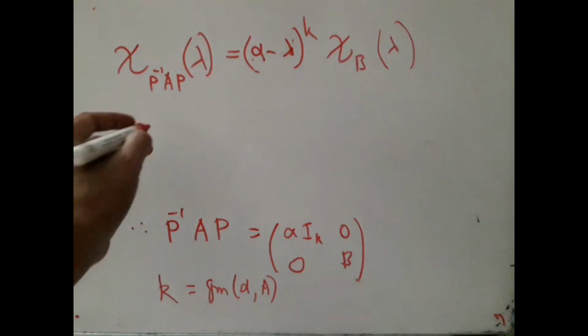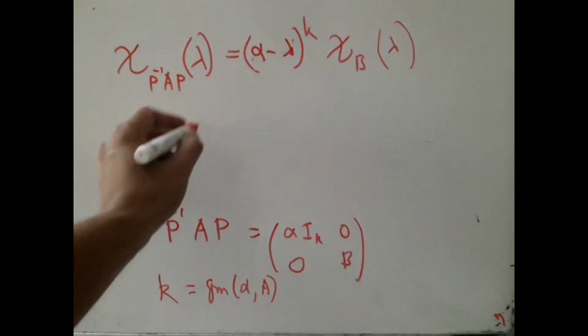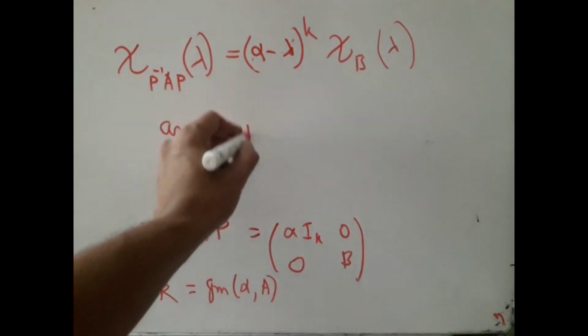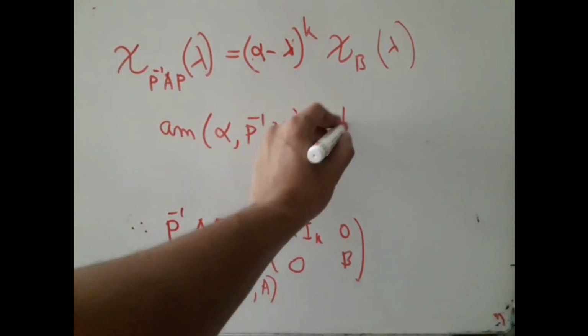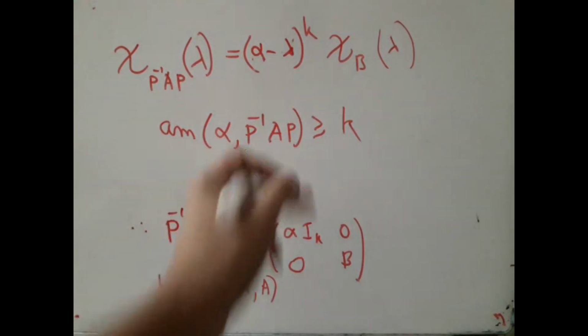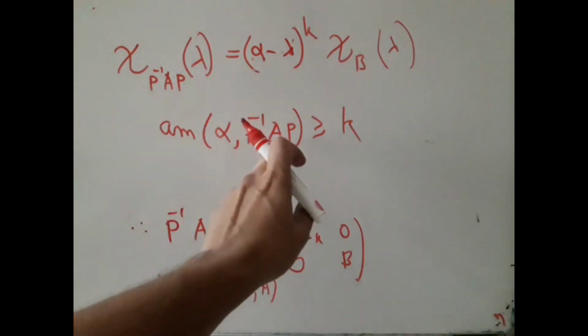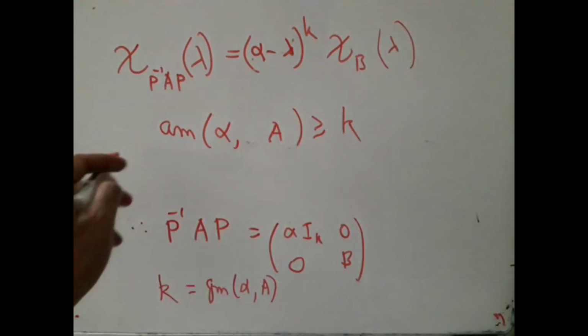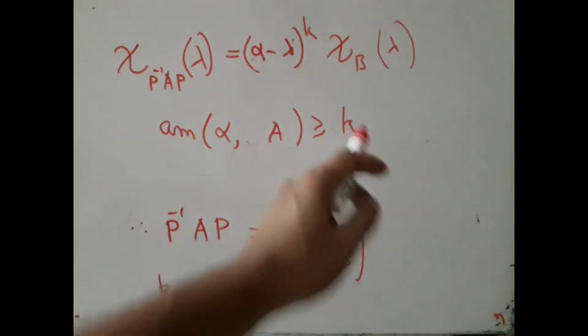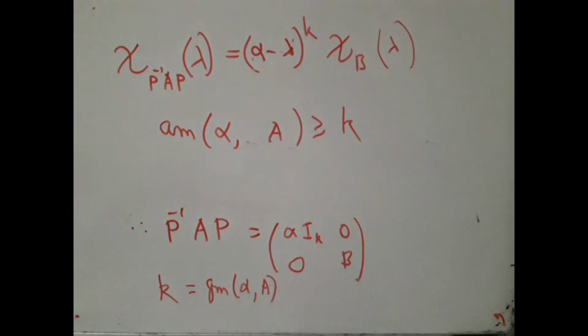So I can say that the algebraic multiplicity of alpha with respect to this must be at least k. But this is the same as the algebraic multiplicity of alpha with respect to A, because these two matrices are similar. So I see that algebraic multiplicity is greater than or equal to the geometric multiplicity, and this completes the proof.